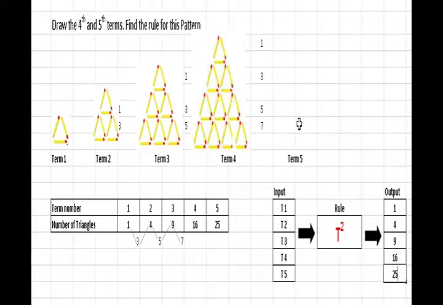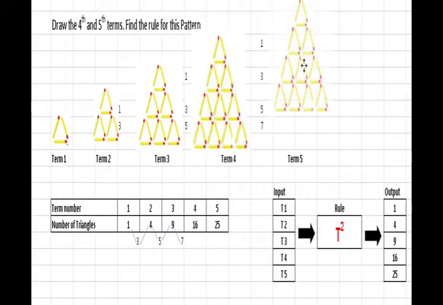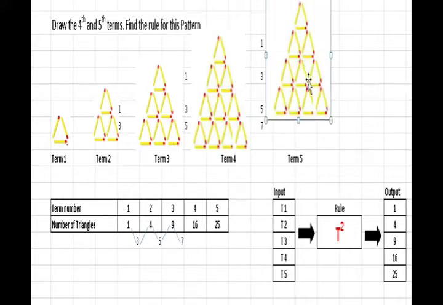Right, and now to draw term 5. We said term 5 should be a copy of term 4. So if I take a copy of term 4 and place it in term 5, I need to add an additional row. Term 4 has 4 rows. Term 5 should have 5 rows. So I've got 4 rows because of term 4, a copy of term 4. I need to add a row below it, which makes my 5th row. And if I add that 5th row below it, I now have term 5 drawn for me.